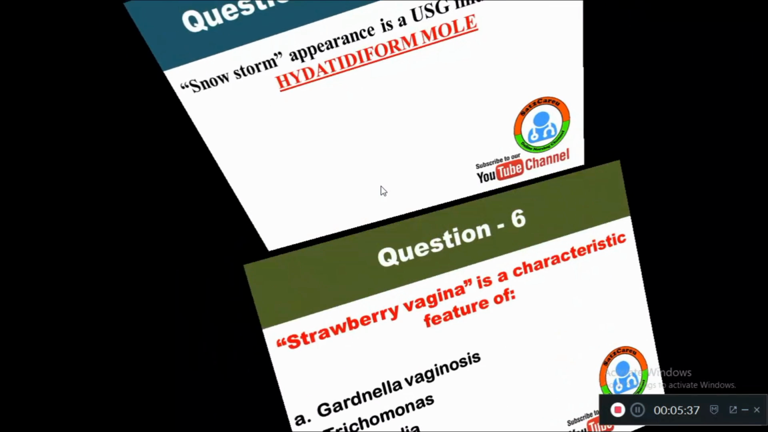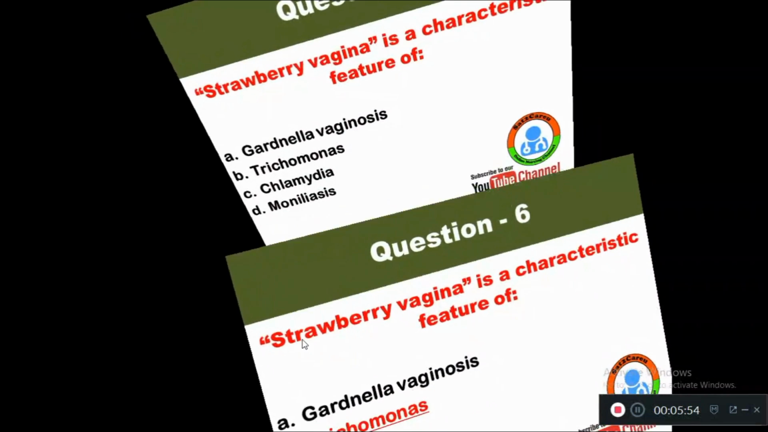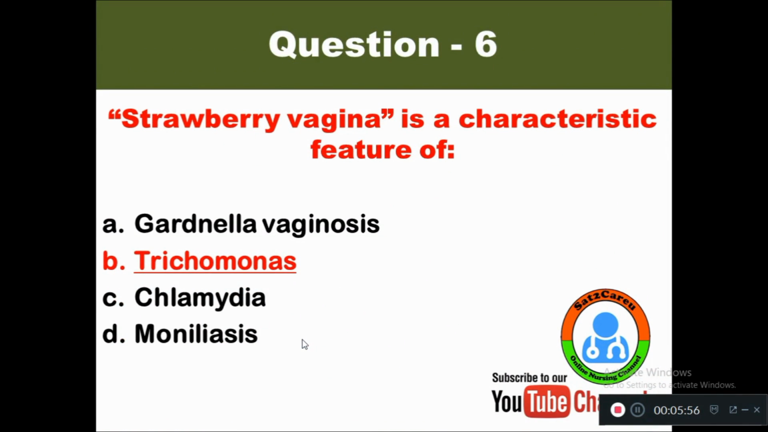Question number 6. Strawberry vagina is a characteristic feature of: option A, Gardnerella vaginosis; B, Trichomonas; C, Chlamydia; D, moniliasis. Strawberry vagina is a characteristic feature of Trichomonas infection.